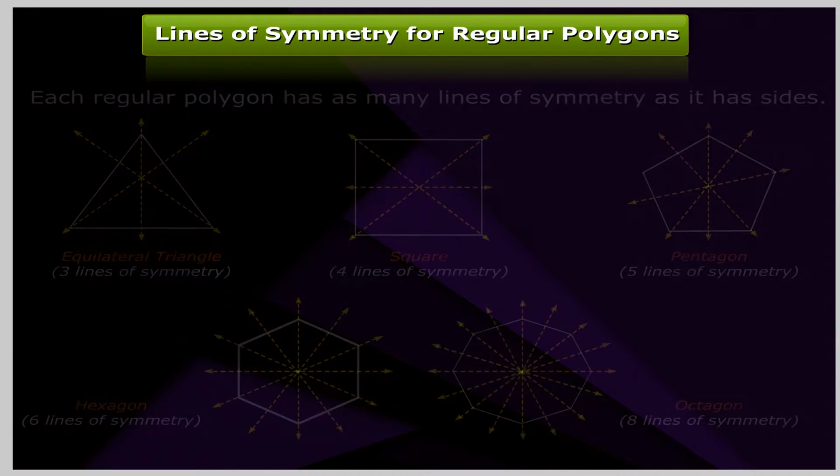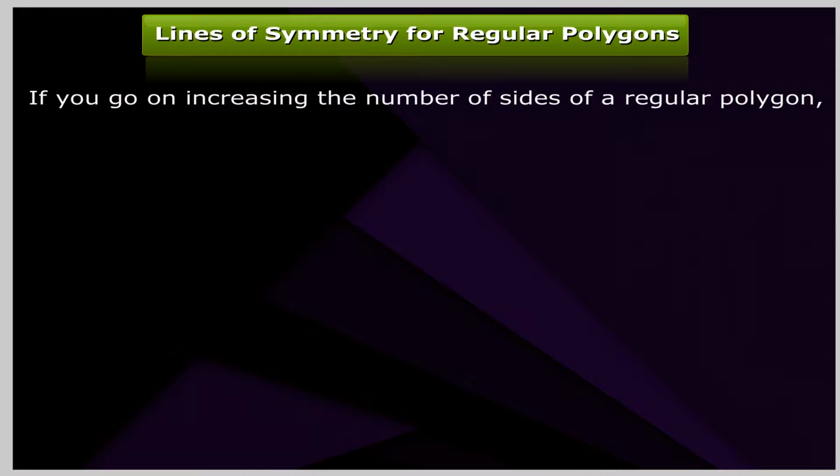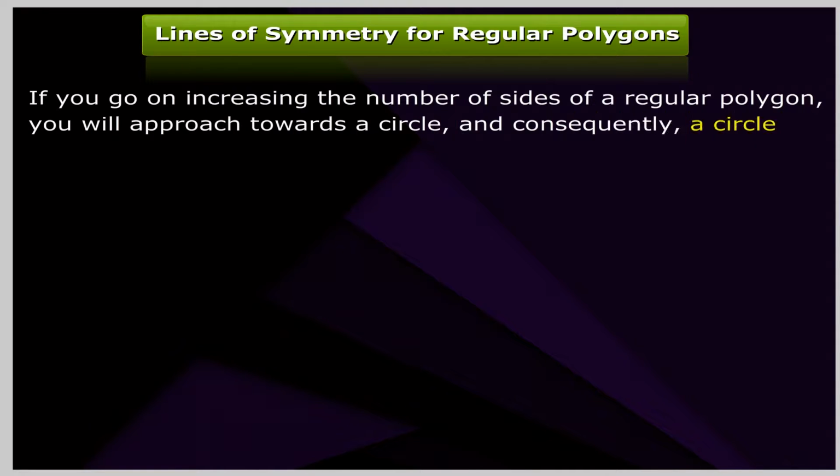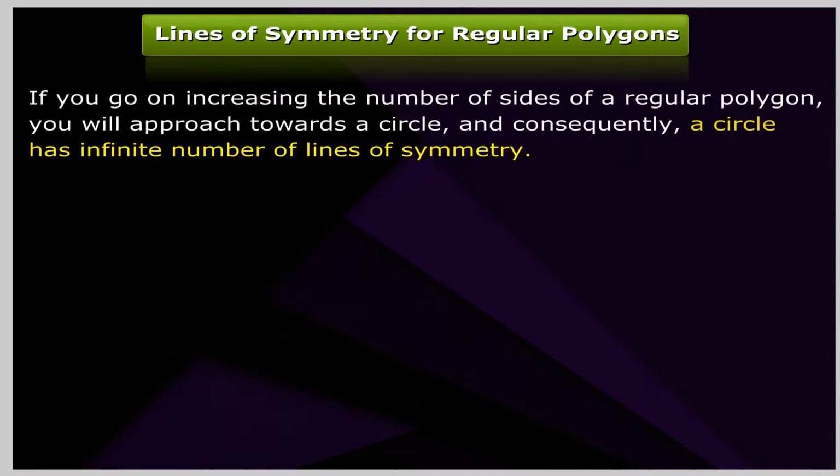If you go on increasing the number of sides of a regular polygon, you will approach a circle, and consequently, a circle has an infinite number of lines of symmetry.